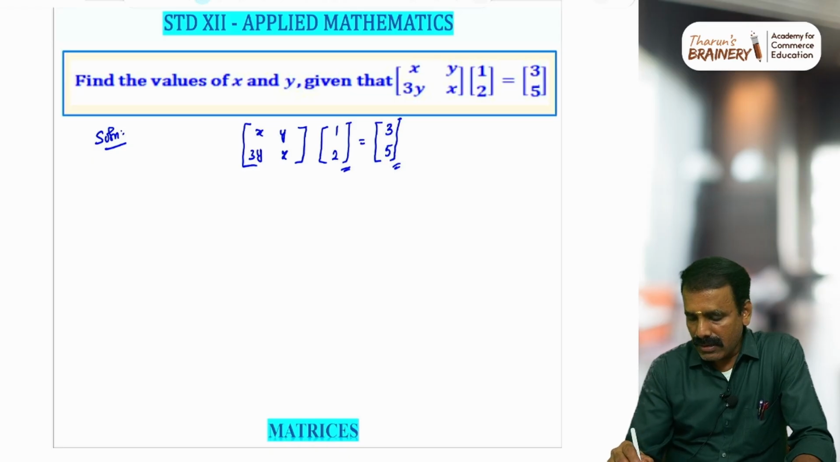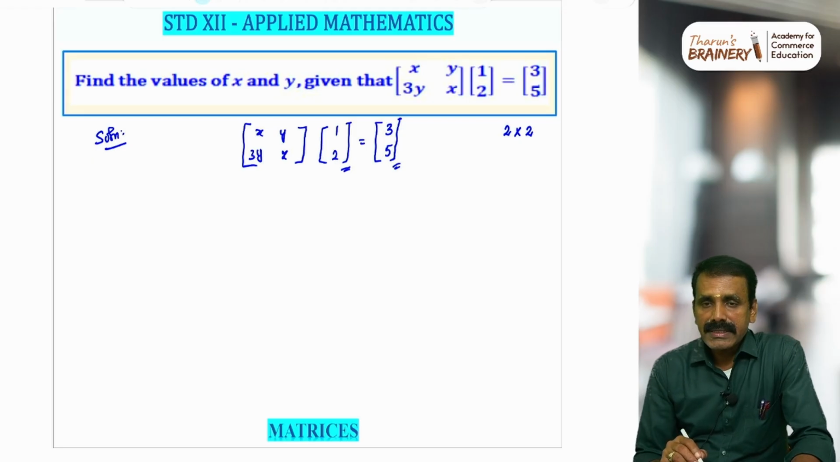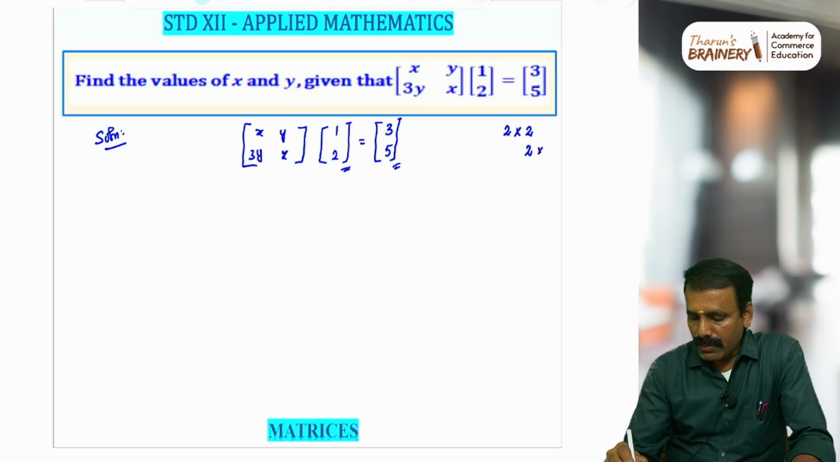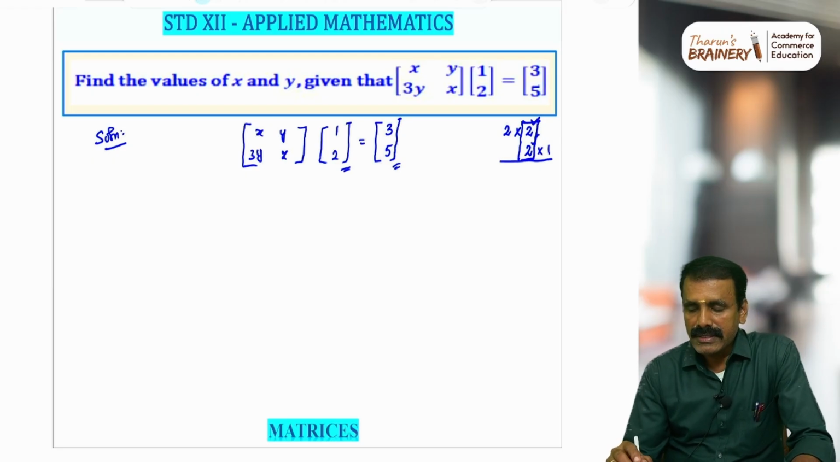So first matrix is of order 2 by 2. Second matrix, it is a column matrix. Again, it is going to have order 2 by 1, only 1 column. So the number of columns in the first matrix is equal to the number of rows in the second matrix. So they are equal. So we can find the product on the left hand side, and the resultant matrix is going to be of order 2 by 1.